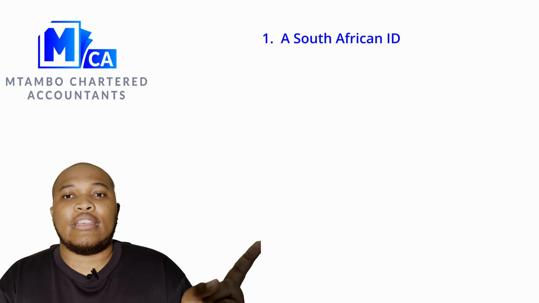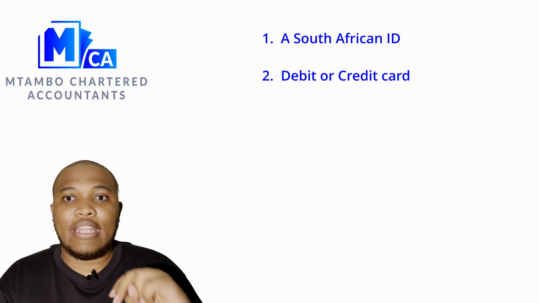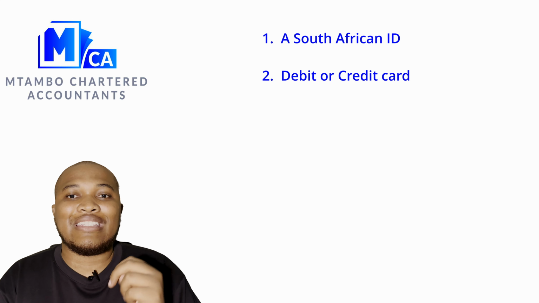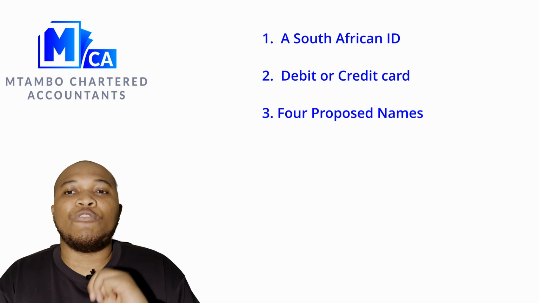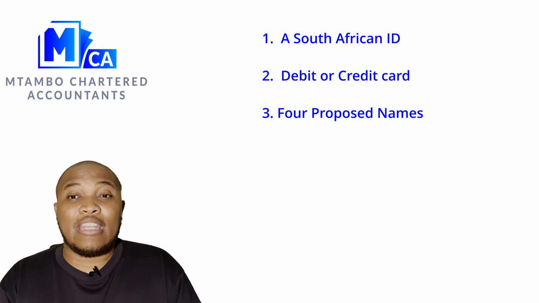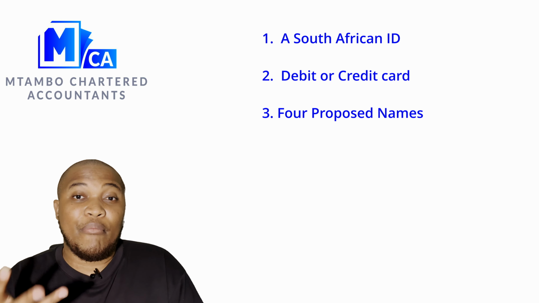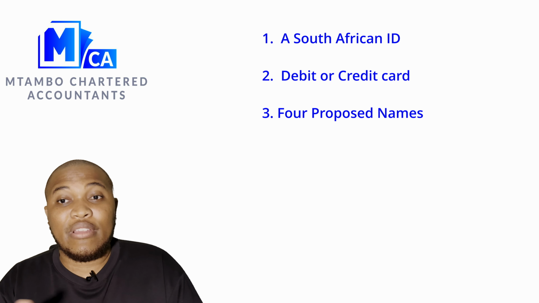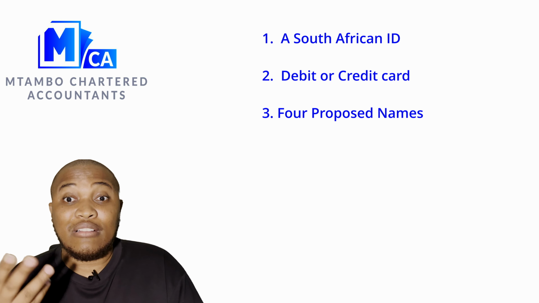Number one, a South African ID for all directors, as mentioned earlier. Number two, a debit or credit card to make payment. Number three, a list of up to 4 proposed names for your company. As an aside, this step can be skipped if you are happy with registering your company without a name. That is possible, and it does make it a little bit cheaper.